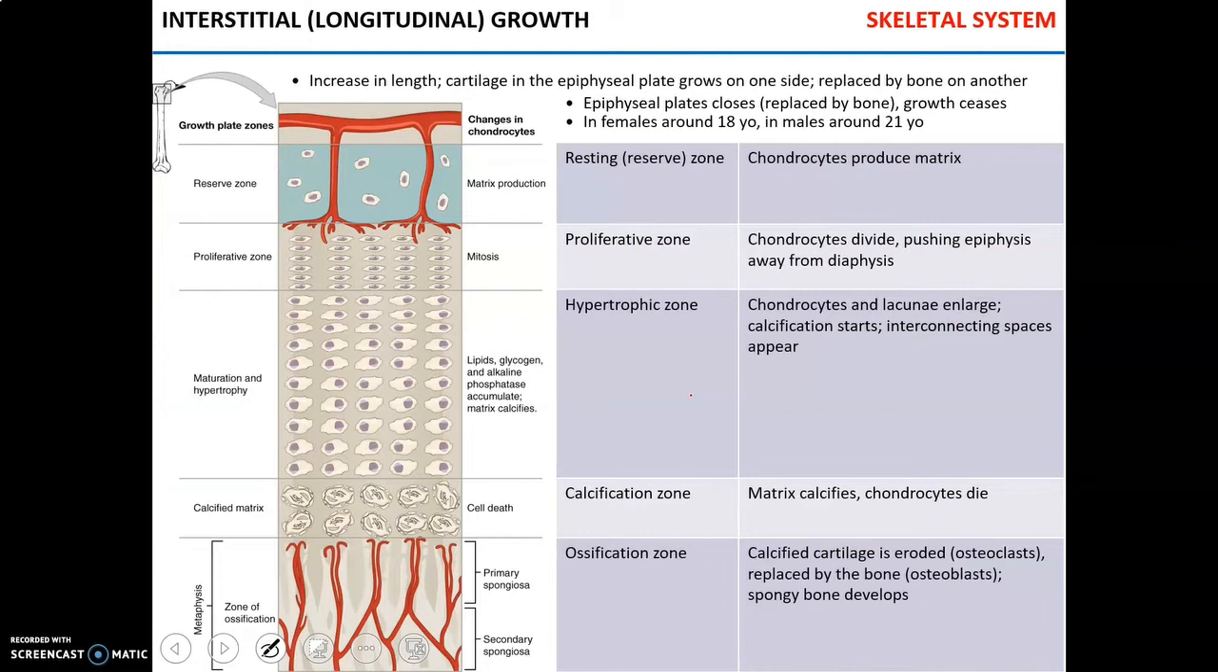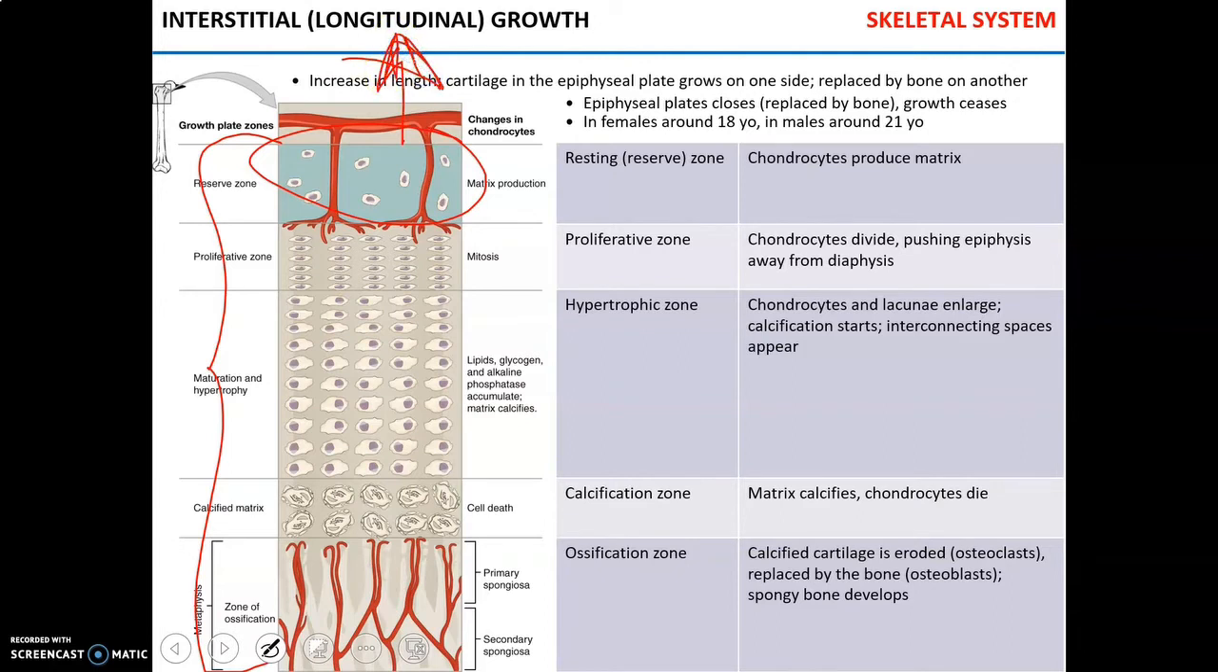So here we're going to say a few words about the longitudinal growth of the bone. This is a growth plate, which can be divided into 5 zones. The growth plate essentially is responsible for the increasing length of the long bones. So here you have the reserve, or resting, zone, where chondrocytes, remember, the growth plate contains hyaline cartilage. So chondrocytes, cells of the cartilage, produce matrix and essentially push the ends of the bone away from the center.